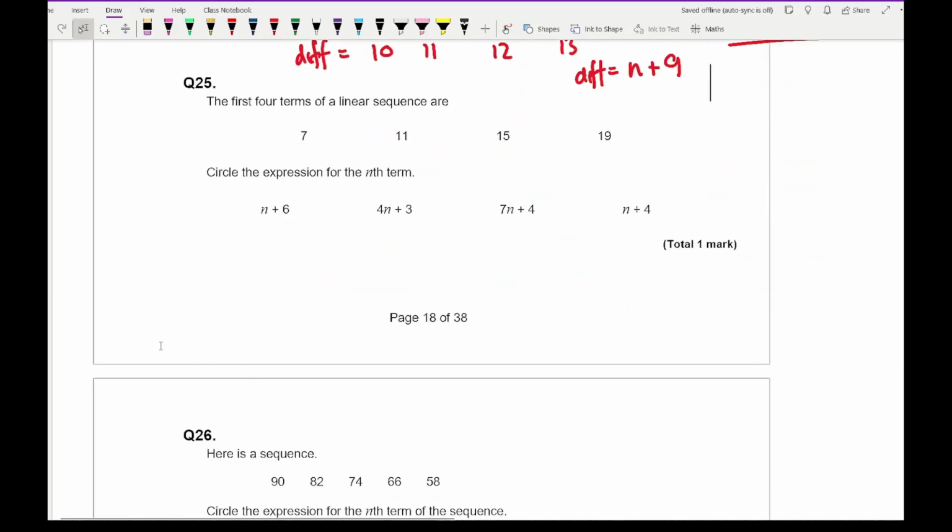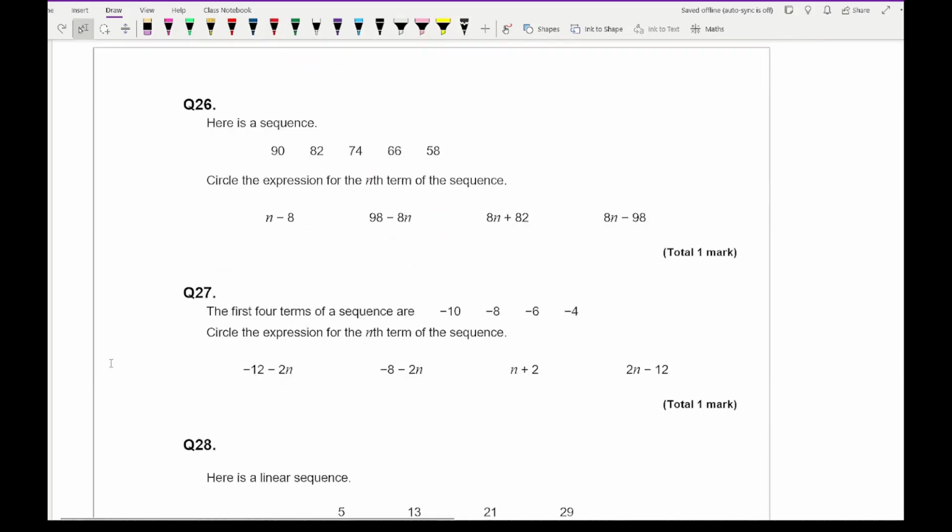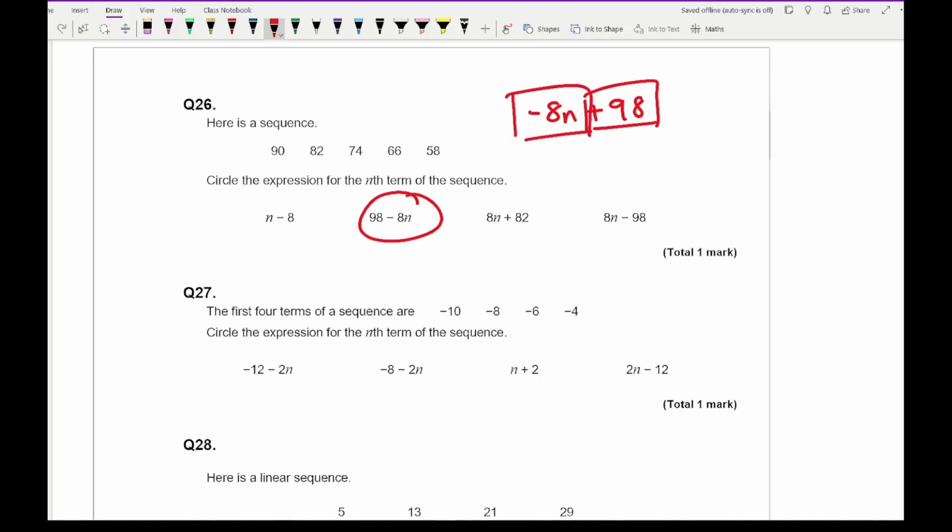Moving on to question 25, it says the first four terms of a linear sequence are 7, 11, 15 and 19, what's the formula for the nth term, in which we should have 4n plus 3, because the difference is plus 4. What do you have to add to get from 4 to 7? Add 3, and there we go. Question 26, it says here we've got another nth term formula, in which the correct answer you should have is 98 minus 8n. Sometimes you might have your nth term written differently, but what you're looking for is a positive 98 and a negative 8n. And there we have our answer.